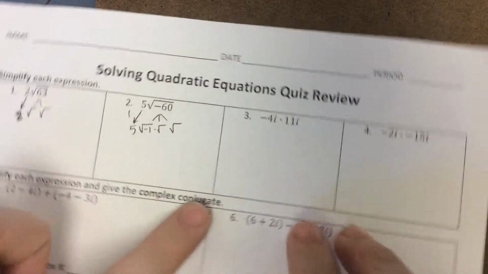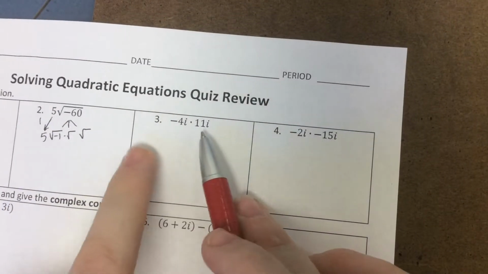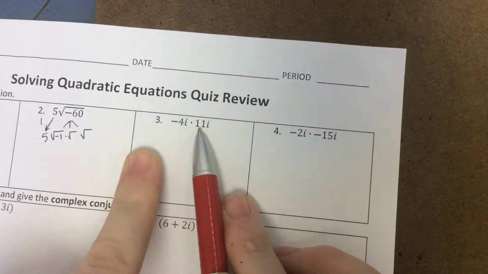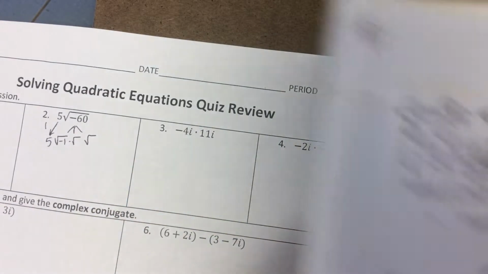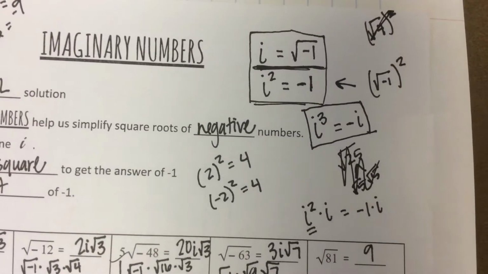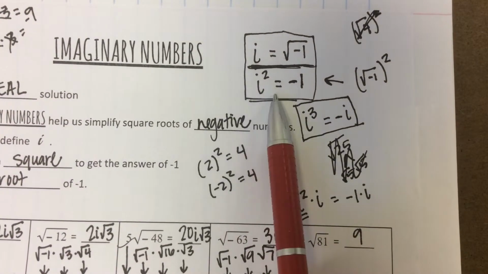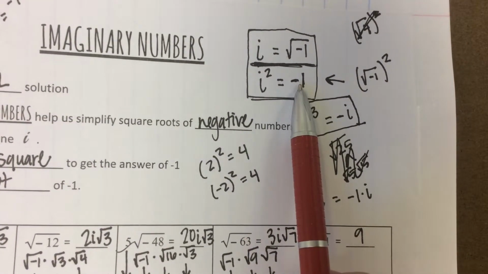Hopefully that helps. Here you just remember you multiply -4 times 11 and i times i. Hopefully you remember that i squared from the notes that we took. i squared is always equal to -1, so you need to reduce to a whole number.